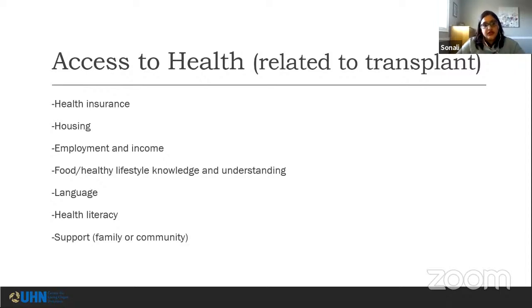The pieces that I think are really key to understanding within transplant are food and healthy lifestyle knowledge, language and literacy, and support. So I feel that our transplant program really is able to bring an understanding of the ethnic and cultural norms of different groups. And if we don't live that experience ourselves, it's an understanding that they exist and a willingness to work with our patients to try to find a happy median.